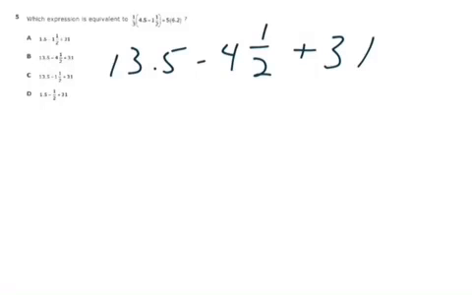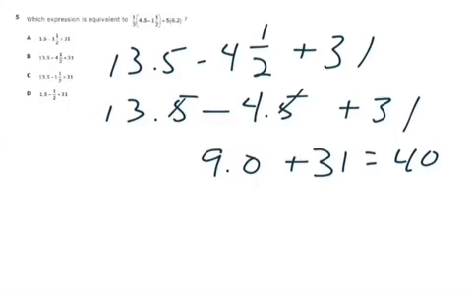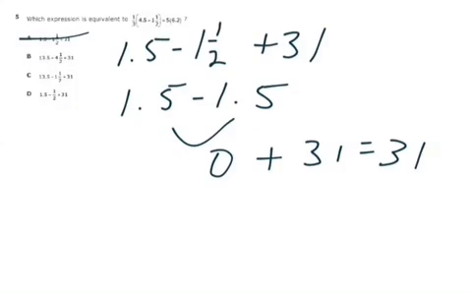B says 13.5 minus 4.5 plus 31. When we do that, 13.5 minus 4.5 is actually 9.0. You subtract the tenths here, and you subtract 13 minus 4. So 9 plus 31 is going to equal 40. A didn't work, and B's not going to work either, because it needs to be equivalent to 31.99, or pretty close.